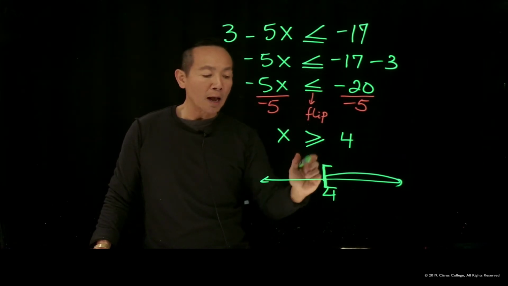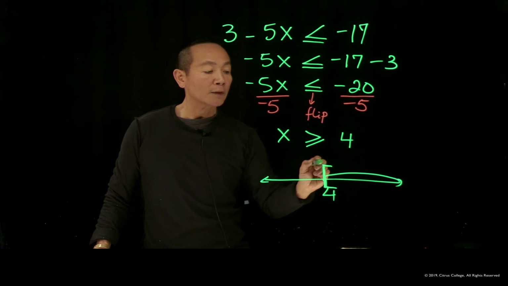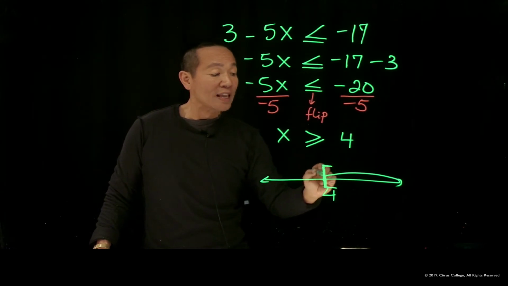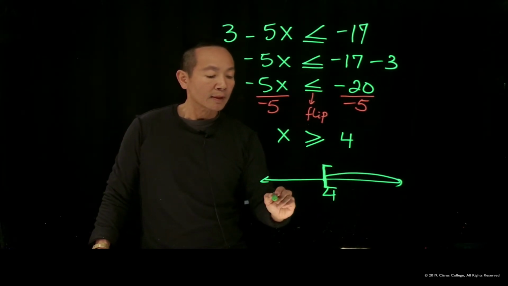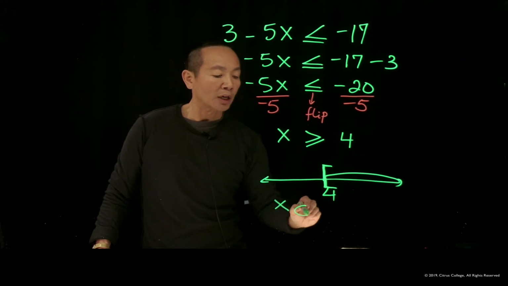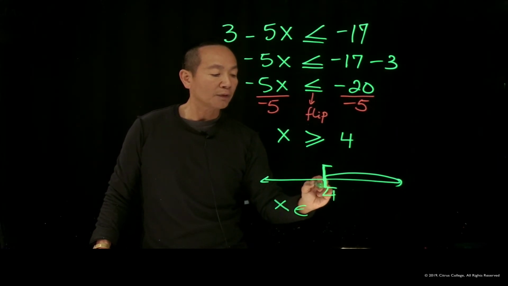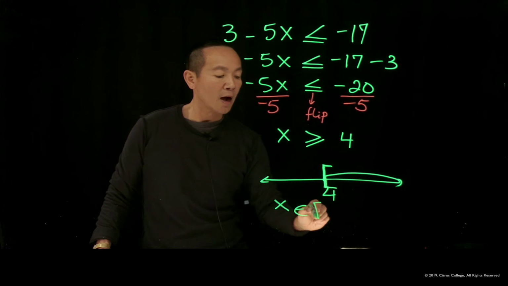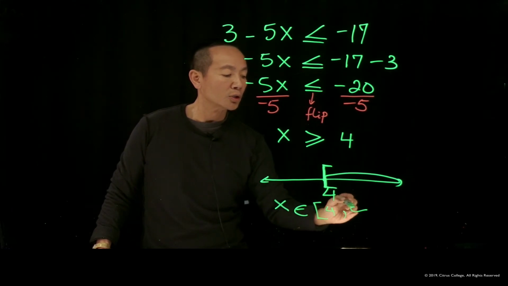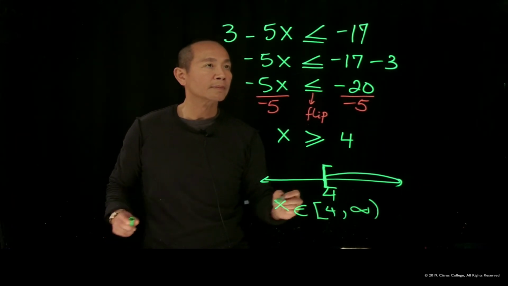And the final step, we have to give the interval notation for this shading. The interval notation will start always from left to right, from 4 to infinity.